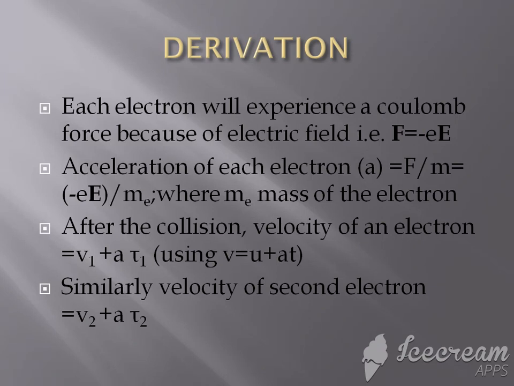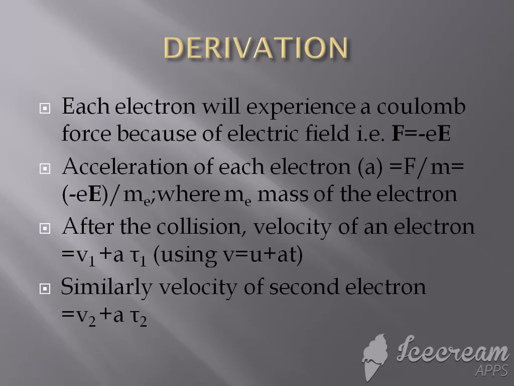When electrons are connected with an external electric field, they experience a force that is given by F is equal to minus eE. How? In electrostatics we learned F is equal to qE. So q is minus e over here because they are electrons. Acceleration on each electron would be F by m. F is minus eE, so you put the value, you get minus eE by m_e, where m_e is the mass of the electron. Now when the electron collides, it will gain velocity.